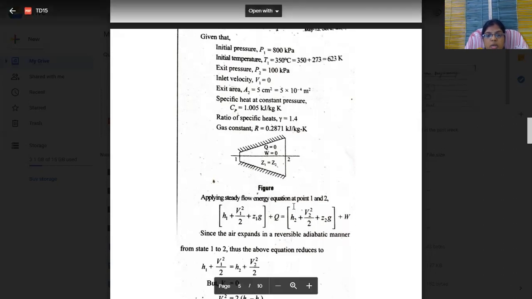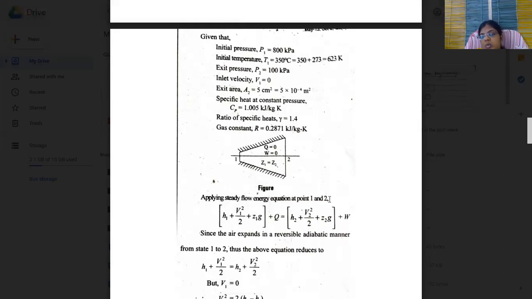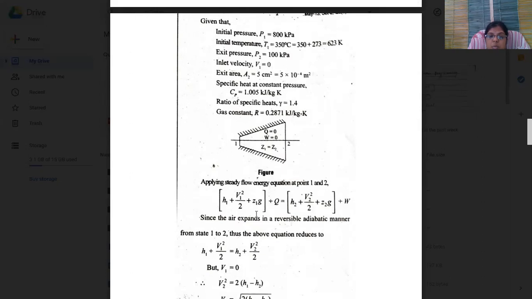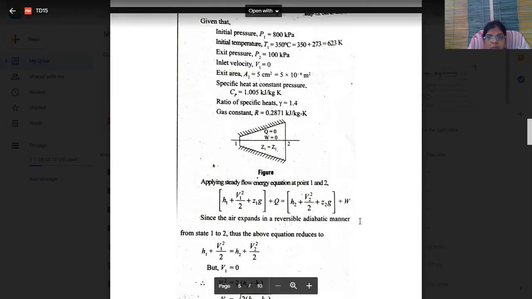Already we know the steady flow energy equation. We have to remember the steady flow energy equation, and based upon the problem you can solve the problem very easily. Applying the steady flow energy equation at points 1 and 2: h1 plus v1 square by 2 plus z1 plus q is equal to h2 plus v2 square by 2 plus z2 plus w. This is input and this is output. Q is input and W is output.